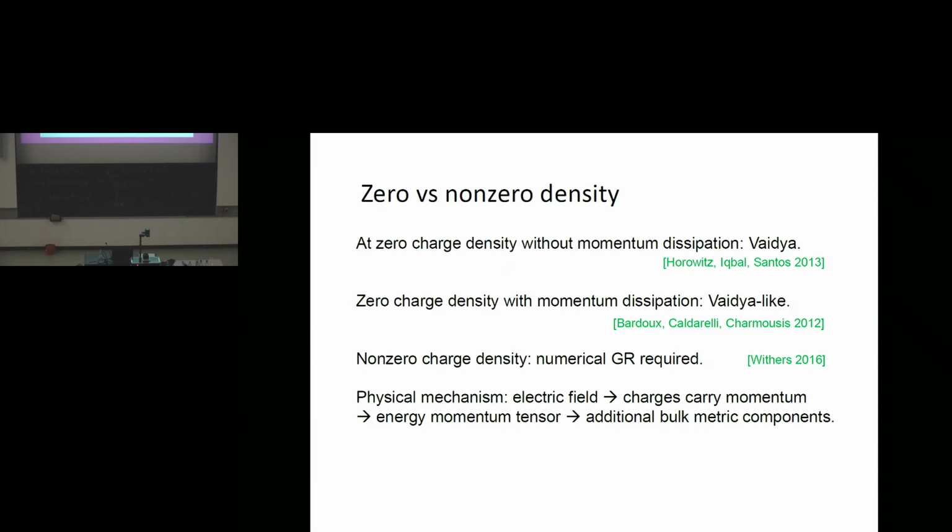All right, so as I mentioned already, at zero charge density, we would have a simpler Vaidya geometry, which would immediately imply instantaneous thermalization, etc. If we introduce momentum dissipation before introducing non-zero charge density, not much would change. There are explicit solutions that do this, and they're also widely alike. So at non-zero charge density, things get more complicated, and numerical GR is required. And the physical mechanism, as I mentioned already, is that the electric field in this case will induce momentum for the charges. This momentum is, of course, some component of the energy momentum tensor, and this will induce additional metric components in the bulk, which makes things more complicated.